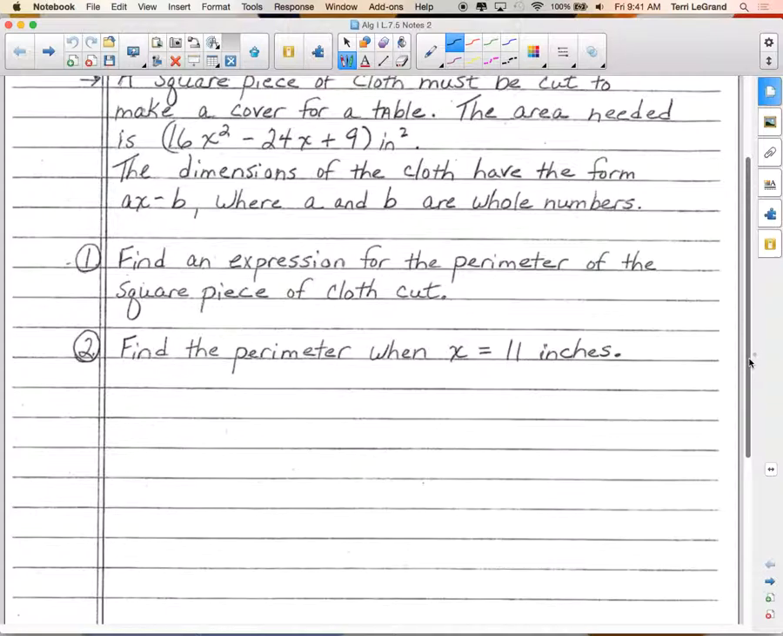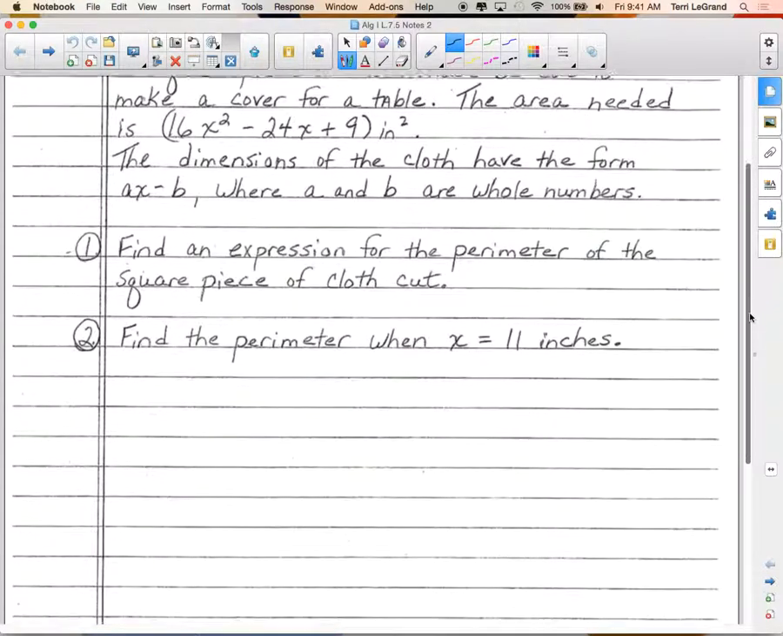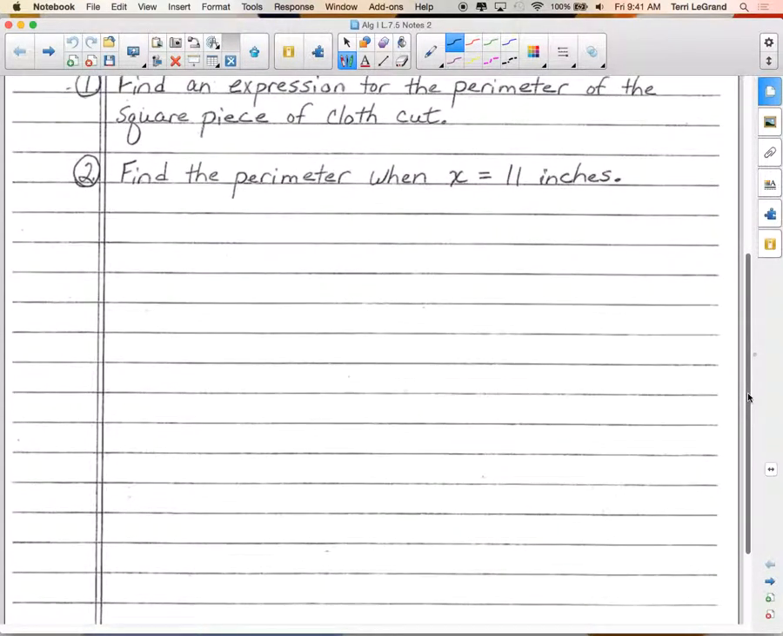Okay, so if we have to find the perimeter, we've got to know the dimensions, right? How do we find perimeter? Length plus width plus length plus width. In other words, we have to add up all 4 sides, right? Well, basically, we're going to have 4 sides that are the same, so we should just be able to multiply. We should be able to say, here's the dimensions of one side, multiply it by 4, and that will give us the perimeter.